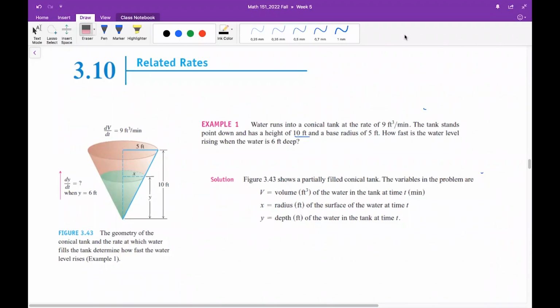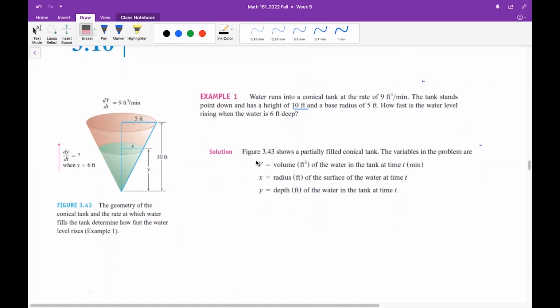Everyone, this is lecture video 16, and in this lecture we will be dealing with related rates problems, and I will explain this topic through an example. Okay, our first example is here. Let's try to understand. It says water runs into a conical tank at a rate of 9 feet cubed per minute. What does this mean?